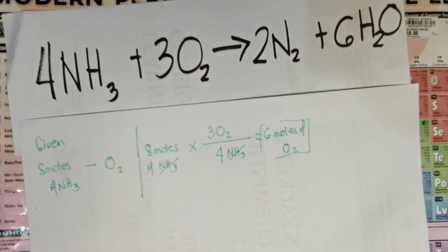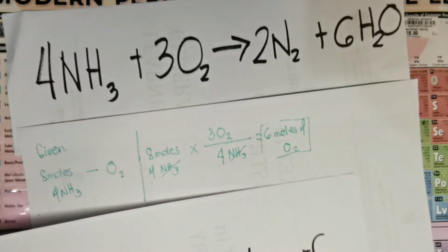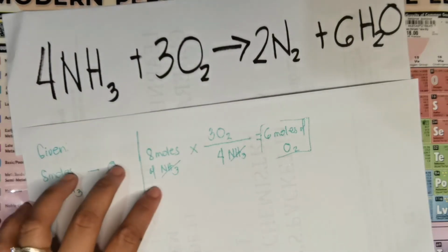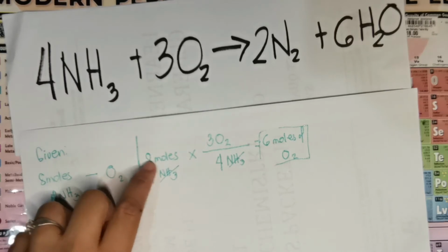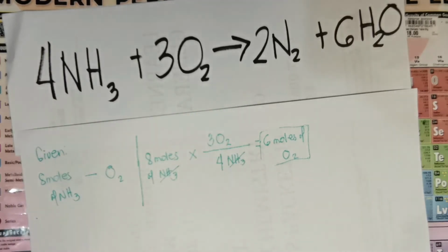Now, okay na tayo sa problem? Yes, okay na. Dahil ang hinahanap lang naman po is how many moles of oxygen. So, it means kapag ang moles natin ng ammonia is 8, we just need to have also 6 molecules ng oxygen para mag-react sila. Okay? So, that is the way.